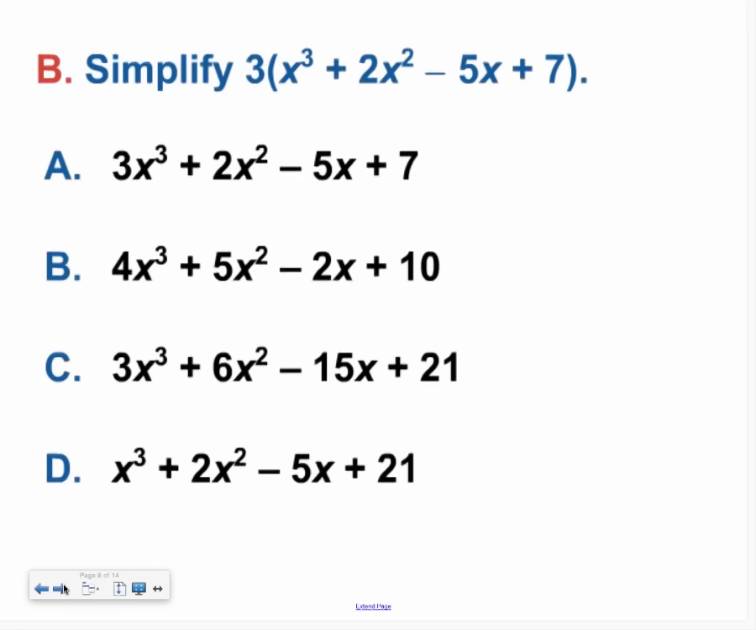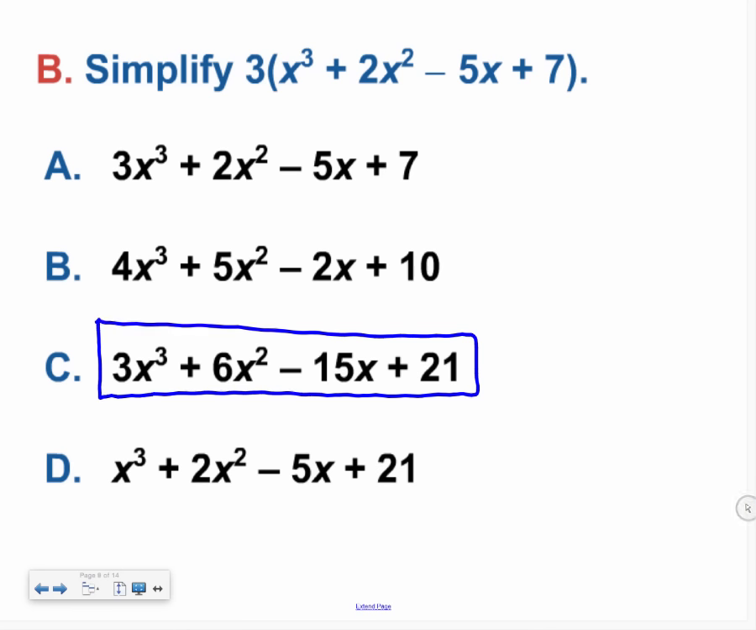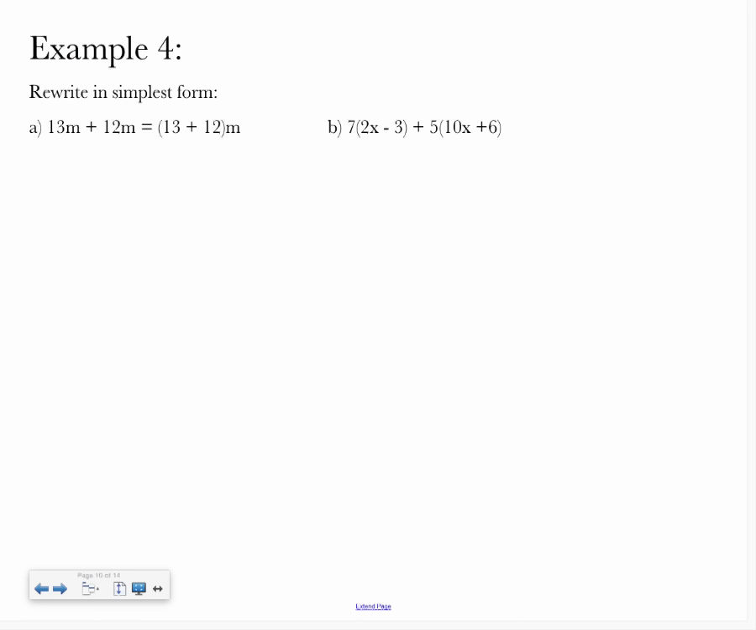Take a minute and see what you get when you simplify using the distributive property on this problem. Hopefully you ended up with 3x to the third plus 6x squared minus 15x plus 21. If not, ask for some help. I'm here. That's my job. Okay? Now let's look at our next example.